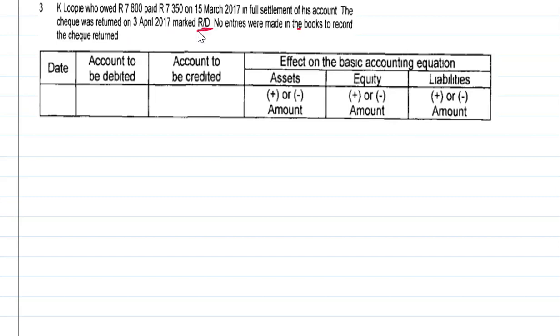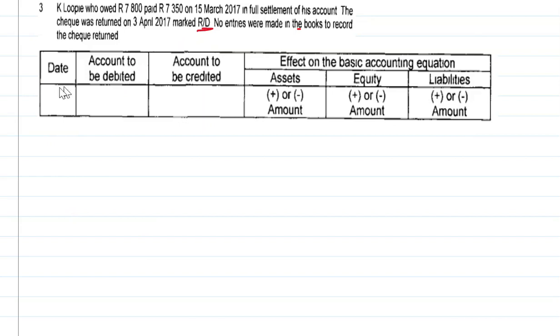RD means unpaid, right? Meaning that there is insufficient fund in the bank. That's why it is marked RD. Whenever a check is marked RD, it means that the check has insufficient fund, or the check was not signed by the person who was sending it on time, or the check was damaged. Many things can happen with dishonored checks or RD checks. Now let's record this transaction here.